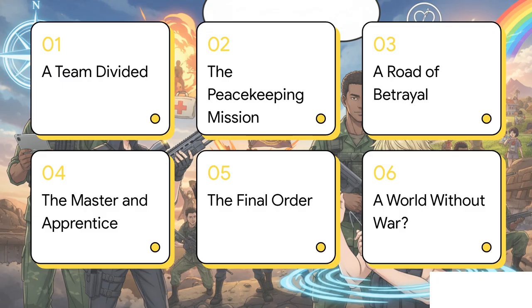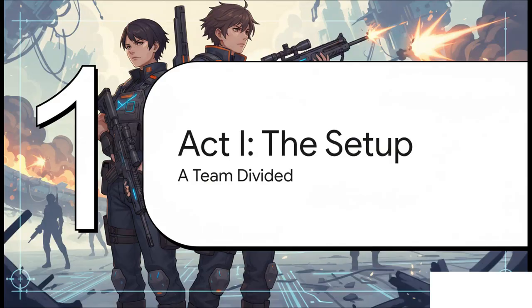So here's our game plan for today. We'll start with a team that's completely divided, then we'll follow them on this peacekeeping mission that goes horribly wrong. We'll see how a shocking betrayal actually forges this unlikely bond between a master and an apprentice, which all leads to a final, fateful order. And it all ends with a question that kind of sticks with you. Is a world without war even possible? All right, let's dive right in.